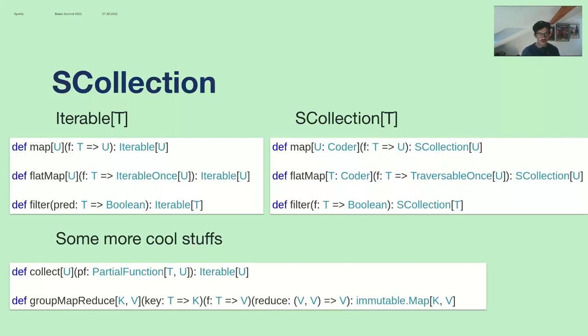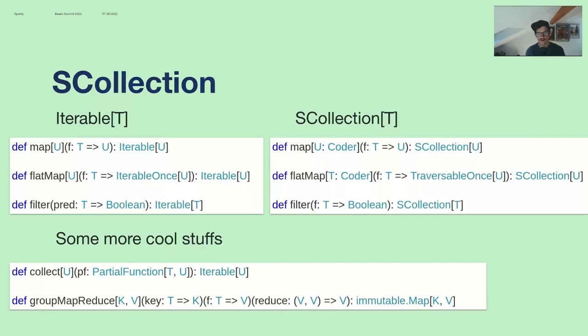And also there are some cooler things. On the bottom, I pasted two more examples that exist on the Scala collection. You have collect that takes a partial function, from T to U. A partial function is basically a transformation where the function is defined. So it's a combination of map and filter, basically, with a nice syntax. And you can also have groupMapReduce, for instance, that takes three functions. The key function that transforms your object to the key, the f that takes your object and extracts the value, and the reduce that will combine values, returning a map of key values.